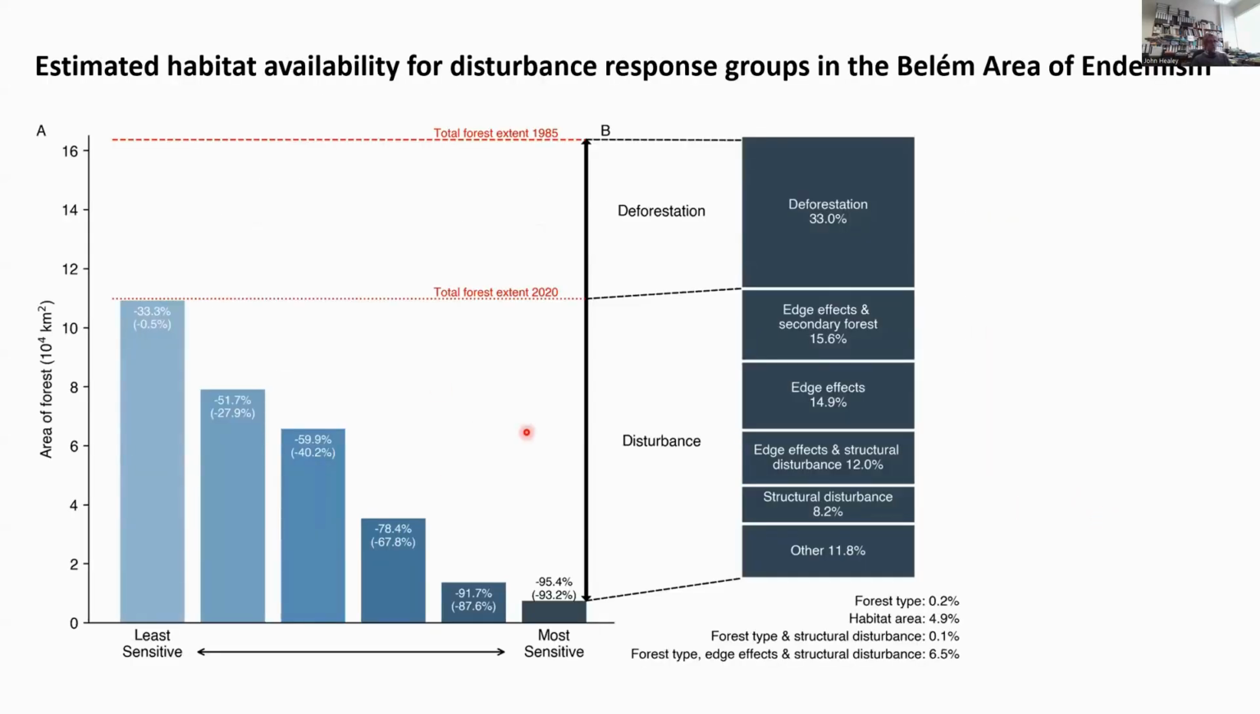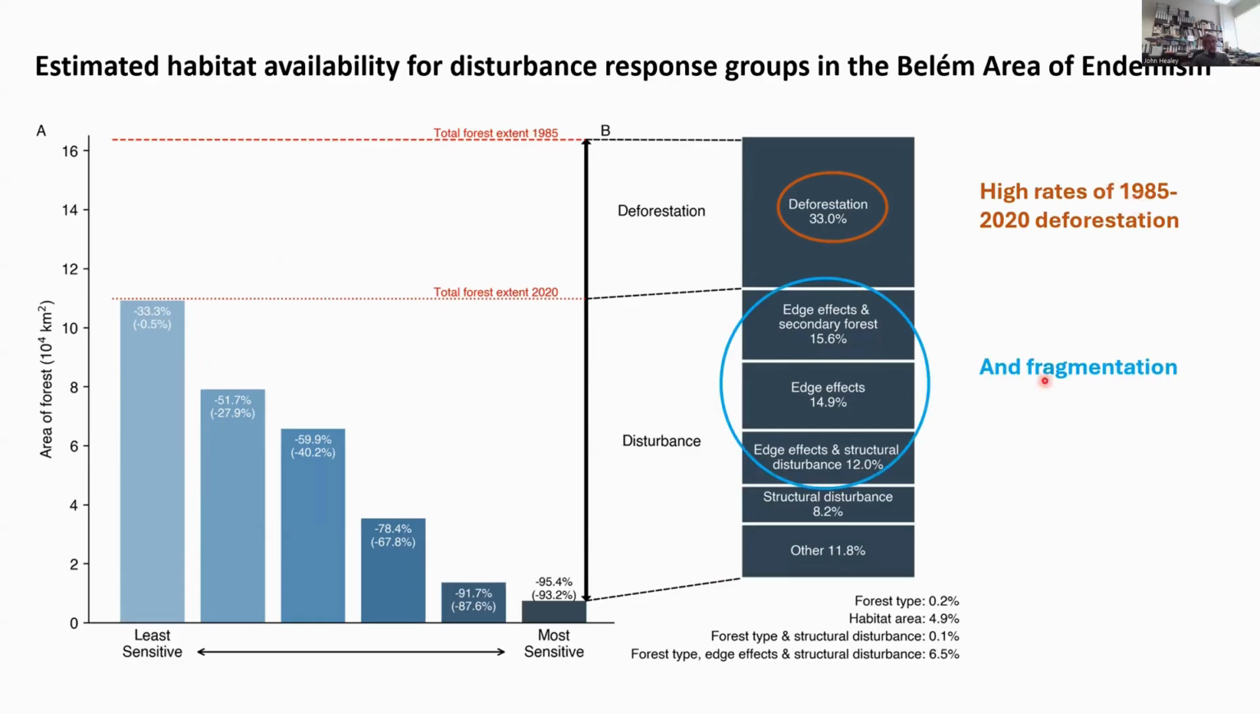So here is exactly the same data that I showed you for the Amazon as a whole, but confined to this Belen area of endemism. And if we focus, all the species have lost a lot of habitat because it's a high deforestation part of the Amazon, but the situation is especially acute for the Group F species. So all the species have lost a third of their habitat, forests are gone, but adding in these fragmentation effects, for the most disturbance sensitive group, just 9% of their habitat remained in just a period of 35 years.